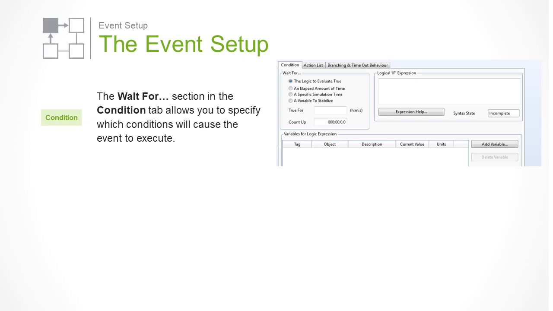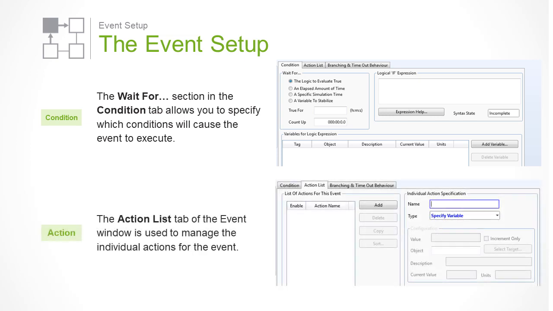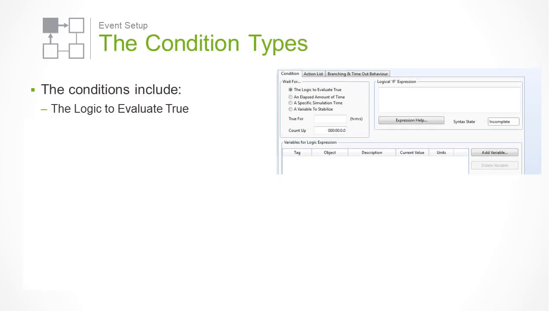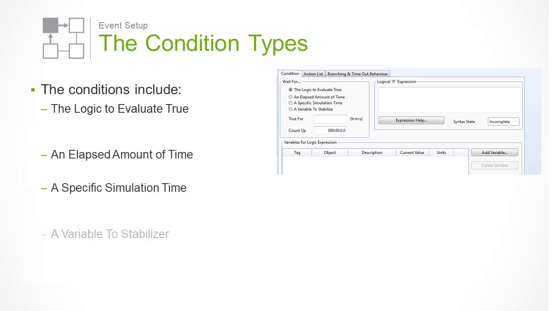The Wait For section on the Condition tab allows you to specify which conditions will cause the event to execute. These conditions can be the logic to evaluate true, an elapsed amount of time, a specific simulation time, or a variable to stabilize. The Action List tab of the event window is used to manage the individual actions for the event. You can define actions, which execute once the condition is met.